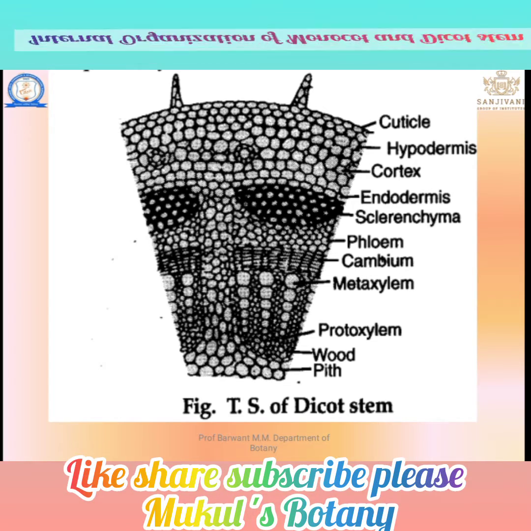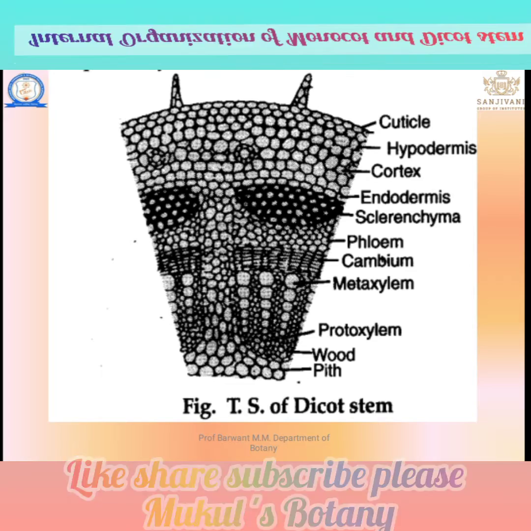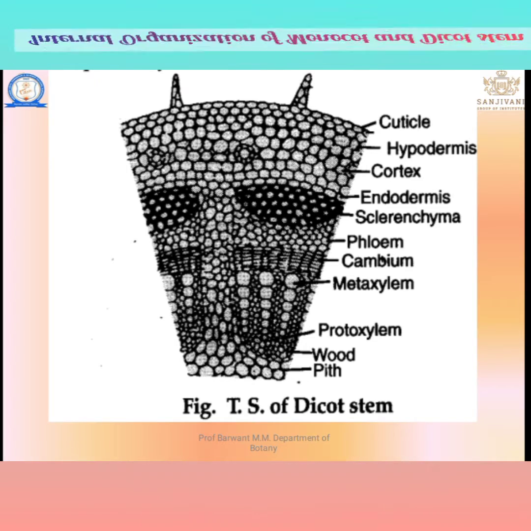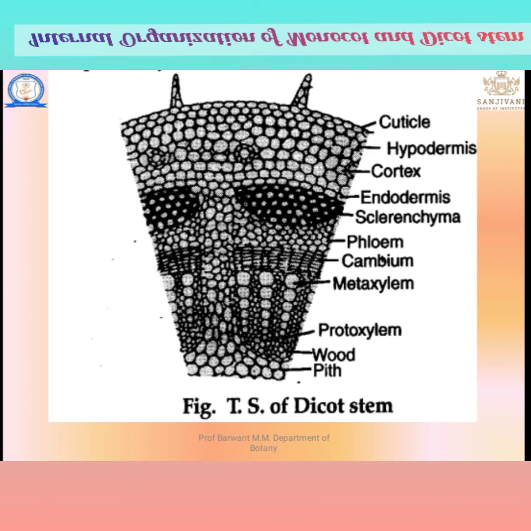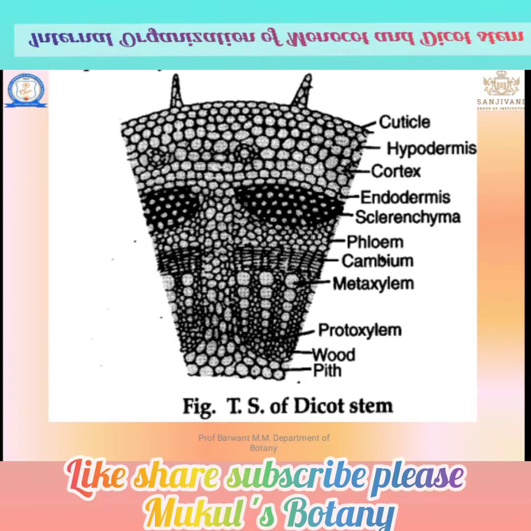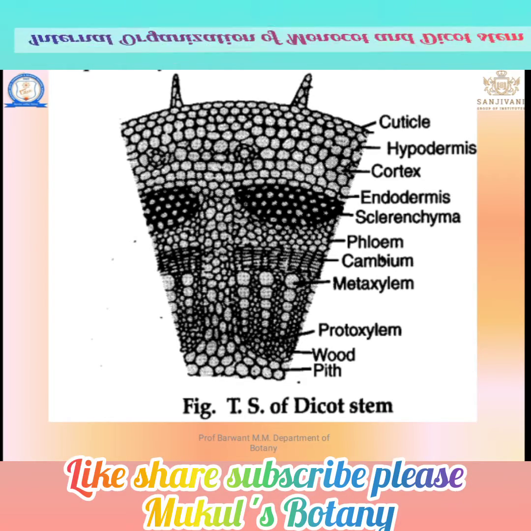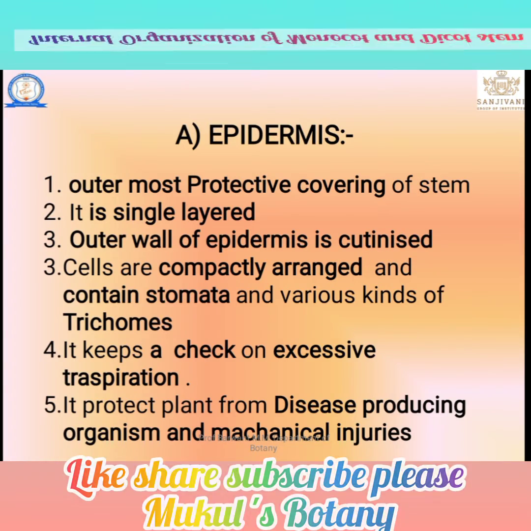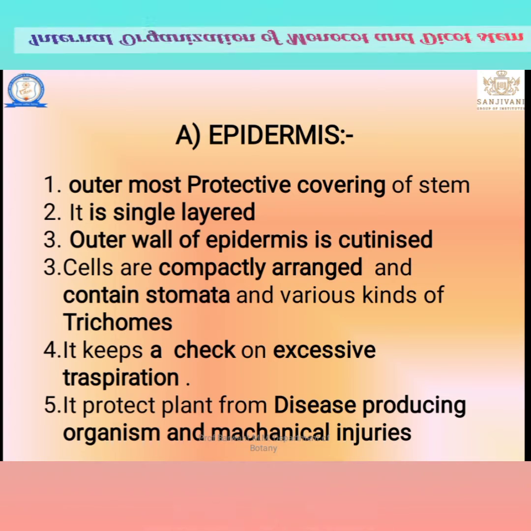In some dicot stems, it is hard due to the presence of sclerenchyma. We see xylem sclerenchyma and phloem sclerenchyma. When they grow, they convert into a hard structure known as sclerenchyma. Protoxylem is present, metaxylem is present, and in the center there is a pith. Let's see the epidermis. The epidermis is the outermost protective covering of a stem.